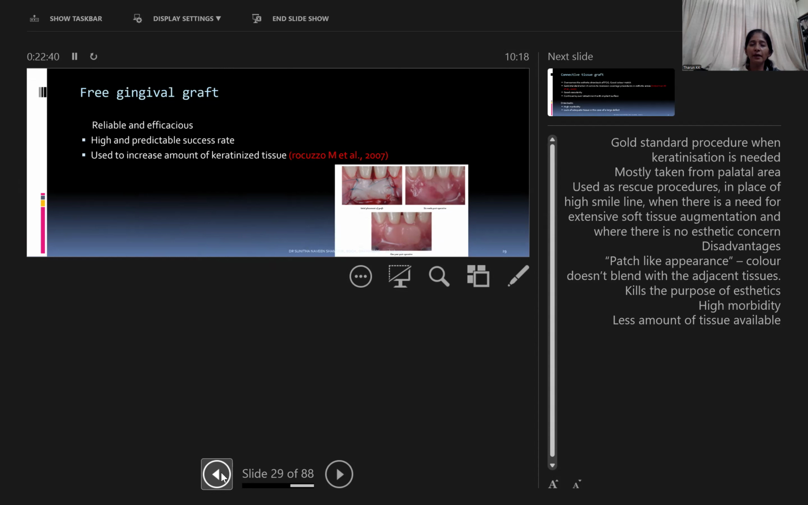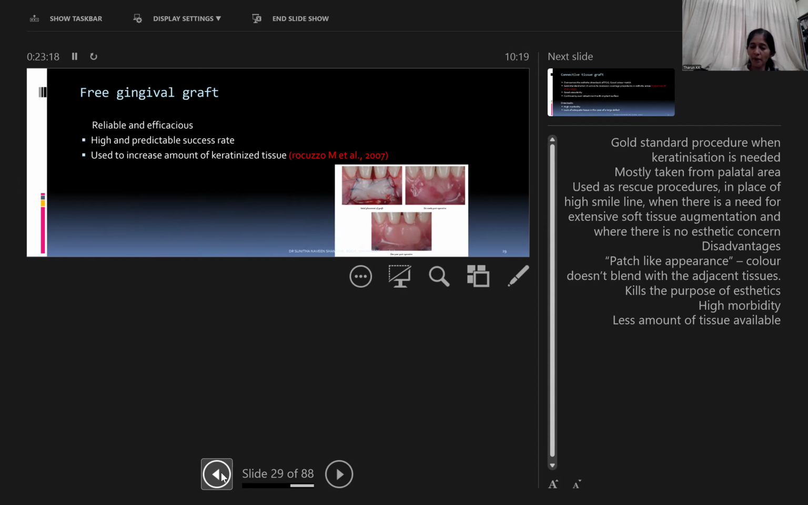The advantage here being, it is reliable since it is from the patient's own donor site. It has got a predictable success rate. But the disadvantage is you cannot use it in conditions where the patient has got a very high smile line. There is a definitive color discrepancy. It is seen more like a patch. Since it's a connective tissue, you'll see more like a white patch that might be unacceptable to certain patients.